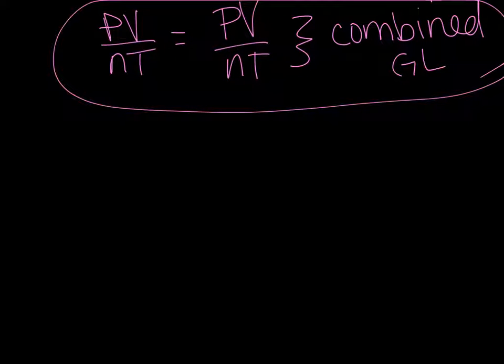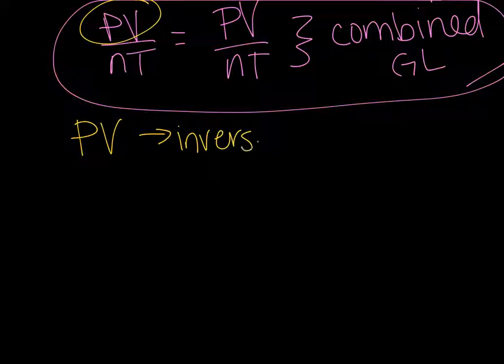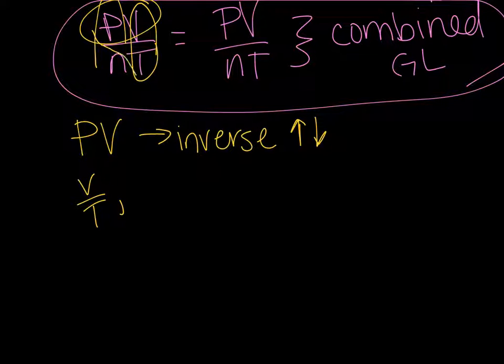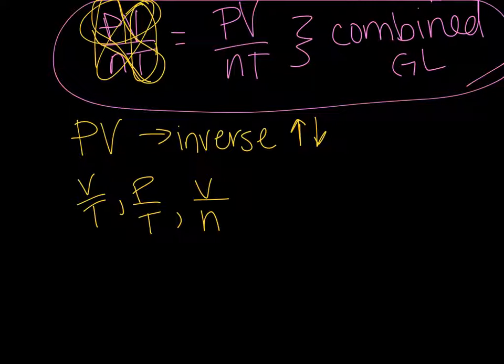Okay, so just a quick review. We have the PV. They're next to each other, right? So if we have PV equals PV. PV is a what relationship? Since they're next to each other. Indirect or inverse, okay? So one goes up, the other one goes down. These other ones, you have V over T. You have P over T. Gay-Lussac, right? We have V over N. Okay, what were all these?